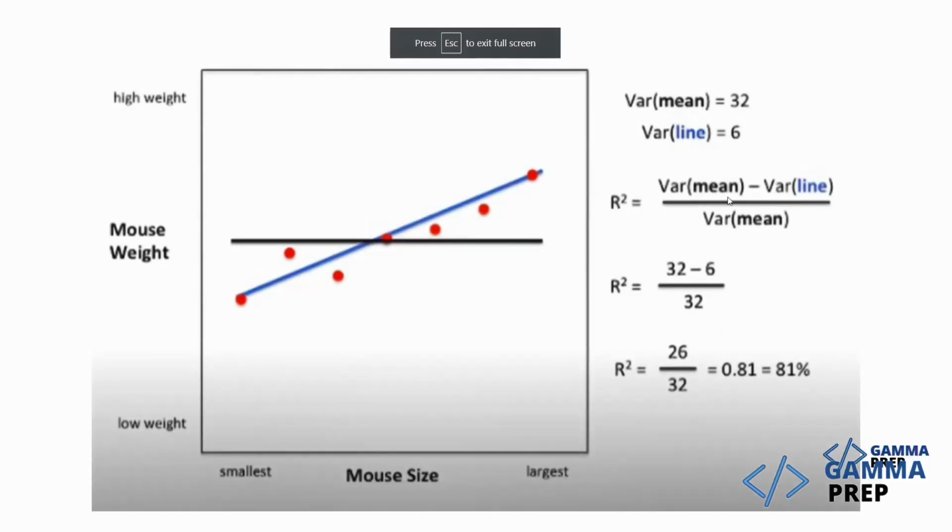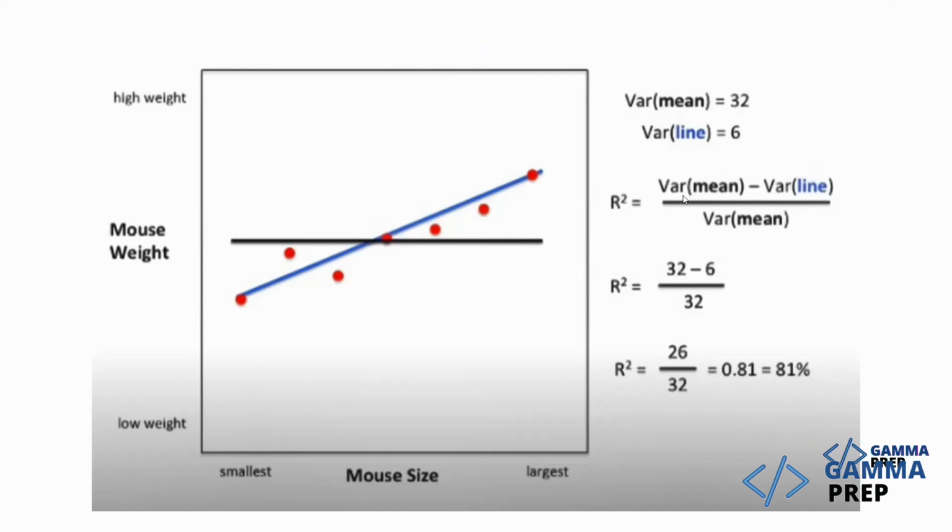So the variance about the mean line definitely should be more, because your best fit line is basically the line which is fitting your training data the best, right? So ideally, the variance about the best fit line should be less.